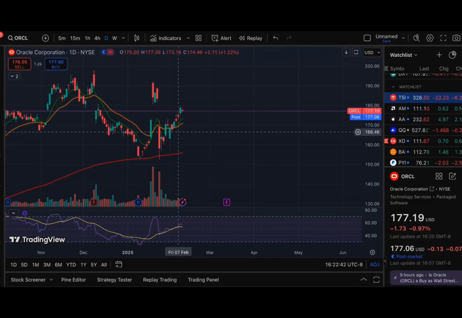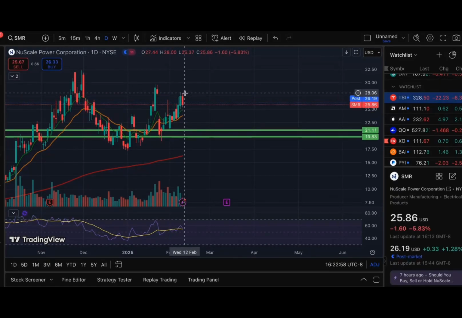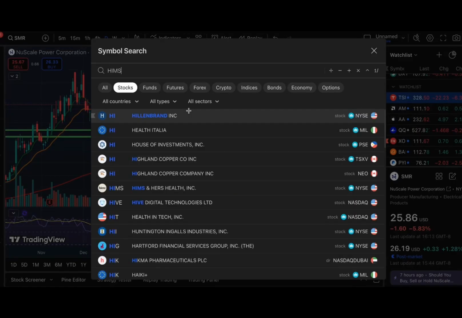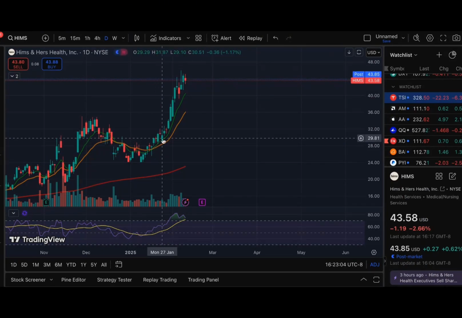Not every single setup is going to pay off. Not every single setup is going to go the way I wanted, just because I thought it was going to go that way. So I like this kind of setup. Look, this is really my setup. This one right here, just starting to break above moving averages, come back down. Same with SMR, just broken above the moving averages, coming back down. Same as what HIMS was 10 days ago, 15 days ago, just breaking above moving averages, coming back down.